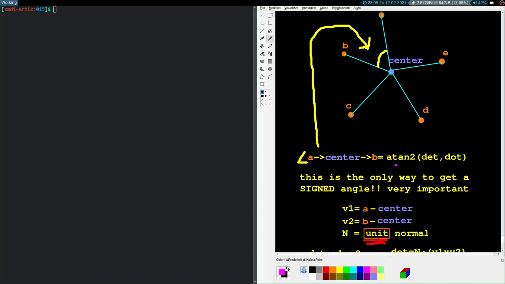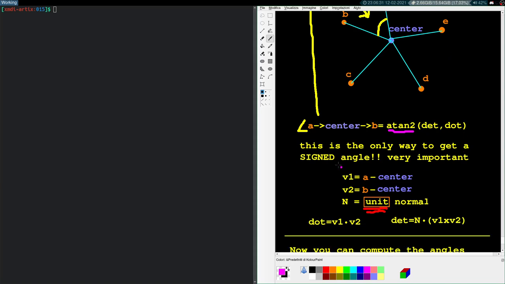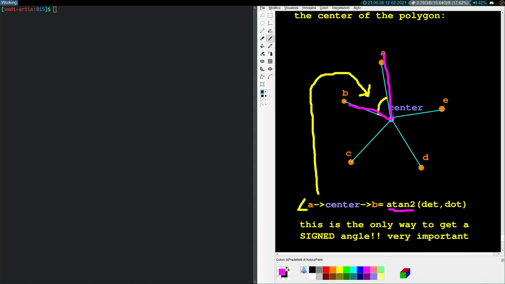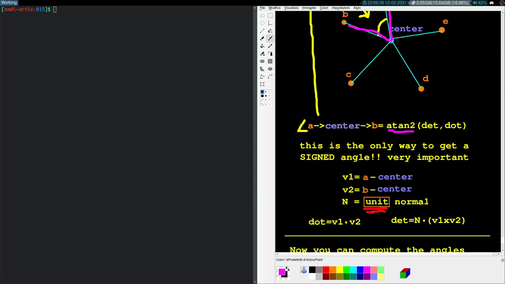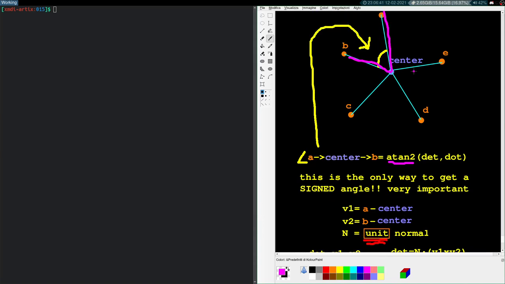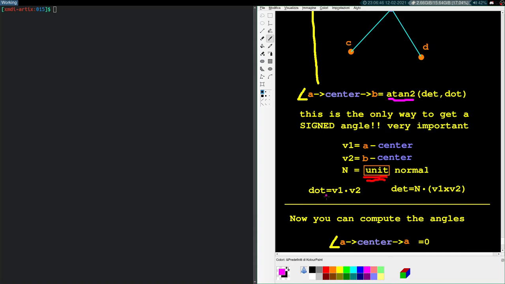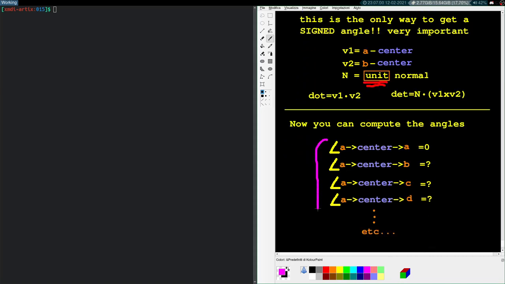And so the process here is taking the arctangent 2, a special kind of arctangent, of this determinant and a dot product. So it defines vectors V1 and V2 as this vector and this vector, and n as the unit normal. Very important, it has to be a unit normal out of the plane here. The dot product is simply v1 dot v2, and the determinant is n dot v1 cross v2. If you have these two, you can evaluate all of the possible angles.